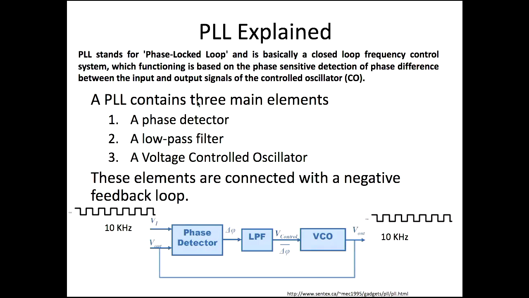So PLL contains three main elements. A phase detector, because you need to detect the phase between your signals, this input signal with respect to the output. A low pass filter, and a voltage controlled oscillator, we call it VCO, we will study VCO. These elements are connected with a negative feedback loop. So these three blocks, when we connect with negative feedback, we can make a PLL. Then when you think of PLL, you might think that these all are discrete components.